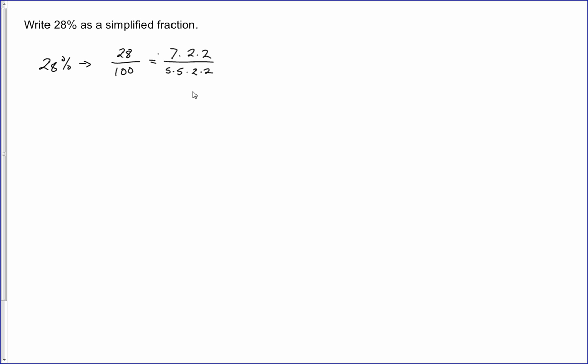Now that we have this written as our factors of 28 divided by our factors of 100, we can simply cancel out like terms. So this 2 and this 2 will cancel. This 2 and this 2 will cancel. And now since nothing else will cancel, this equals 7 over 25. So 28% written as a simplified fraction is 7 over 25.